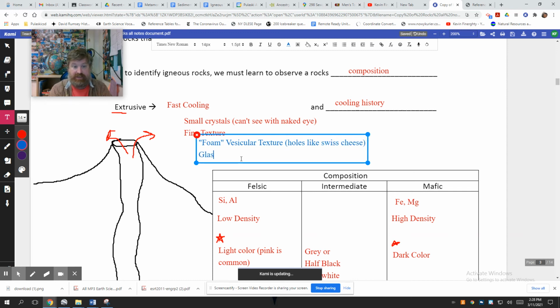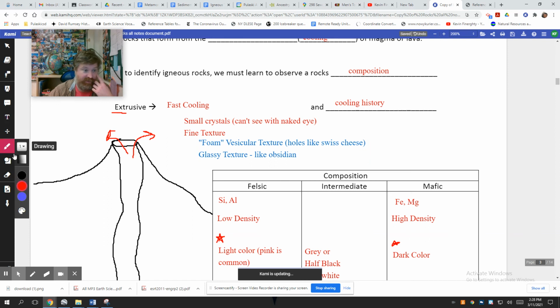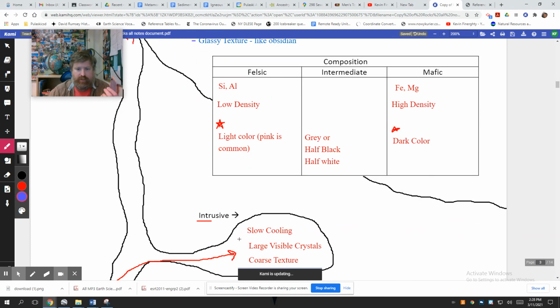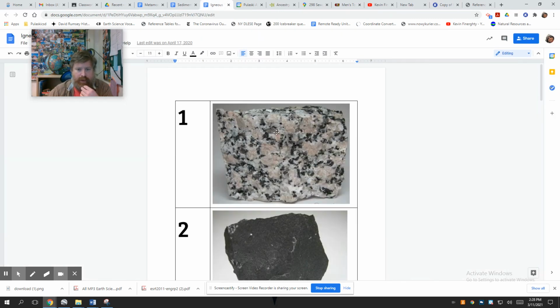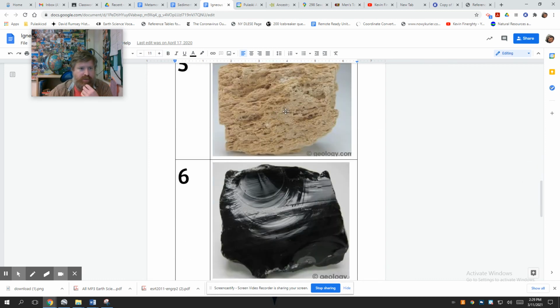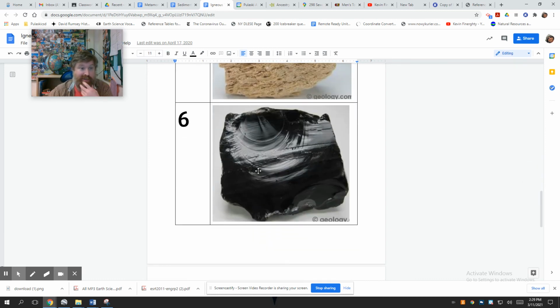Holes like Swiss cheese. Or you can get a glassy texture, like obsidian. People hear this once and they memorize it. Just in my experience, people come to earth science with that little nugget in their head ready. So you're going to look for any one of these three. These will all indicate extrusive or fast cooling. And you don't really have to differentiate anything else between them. Those are on the fast cooling side, big crystals are on the slow cooling side, and you're good to go. Okay. Swiss cheese, vesicular texture, glassy texture.